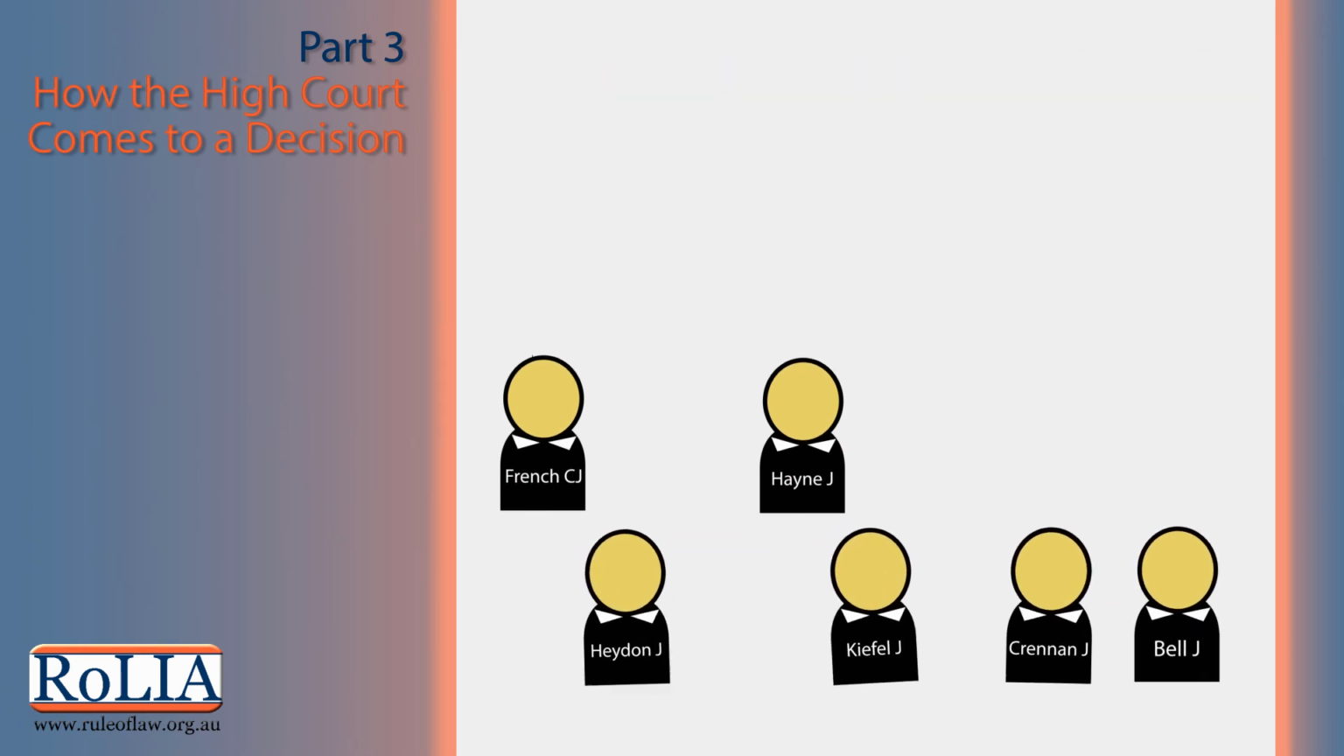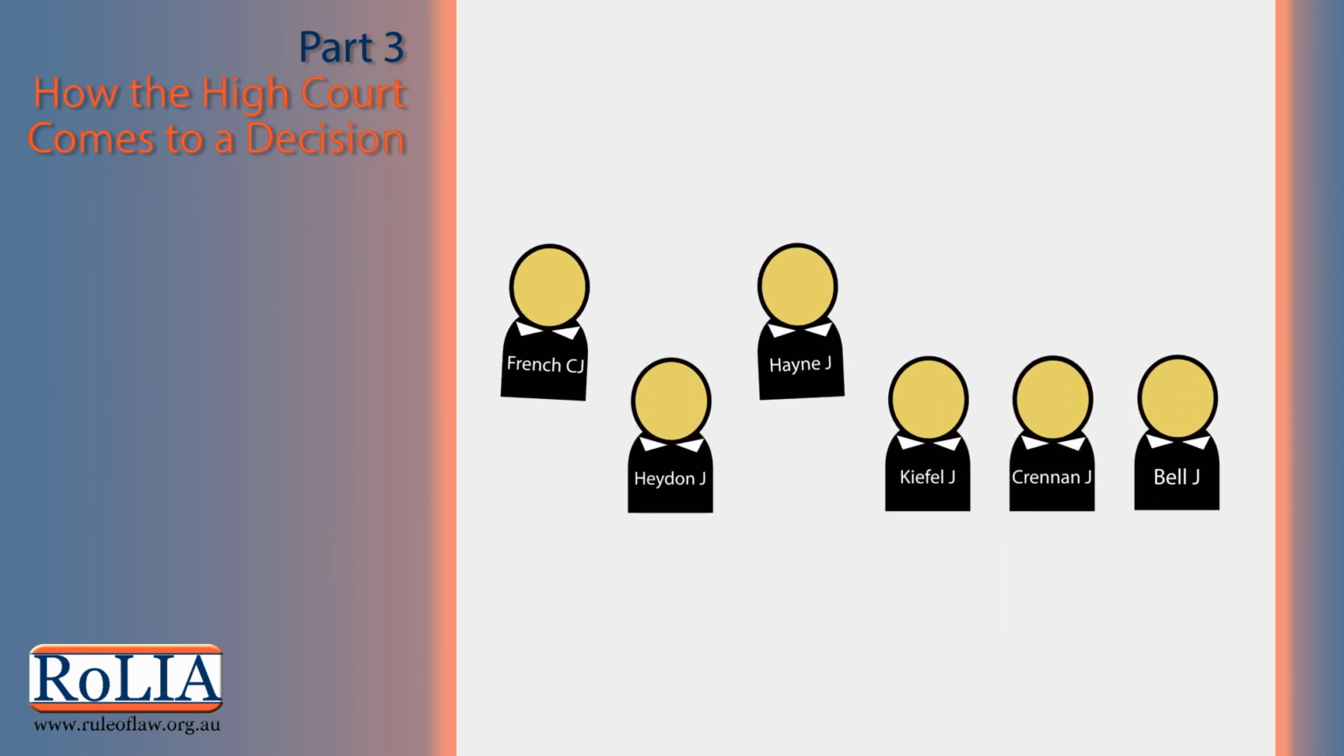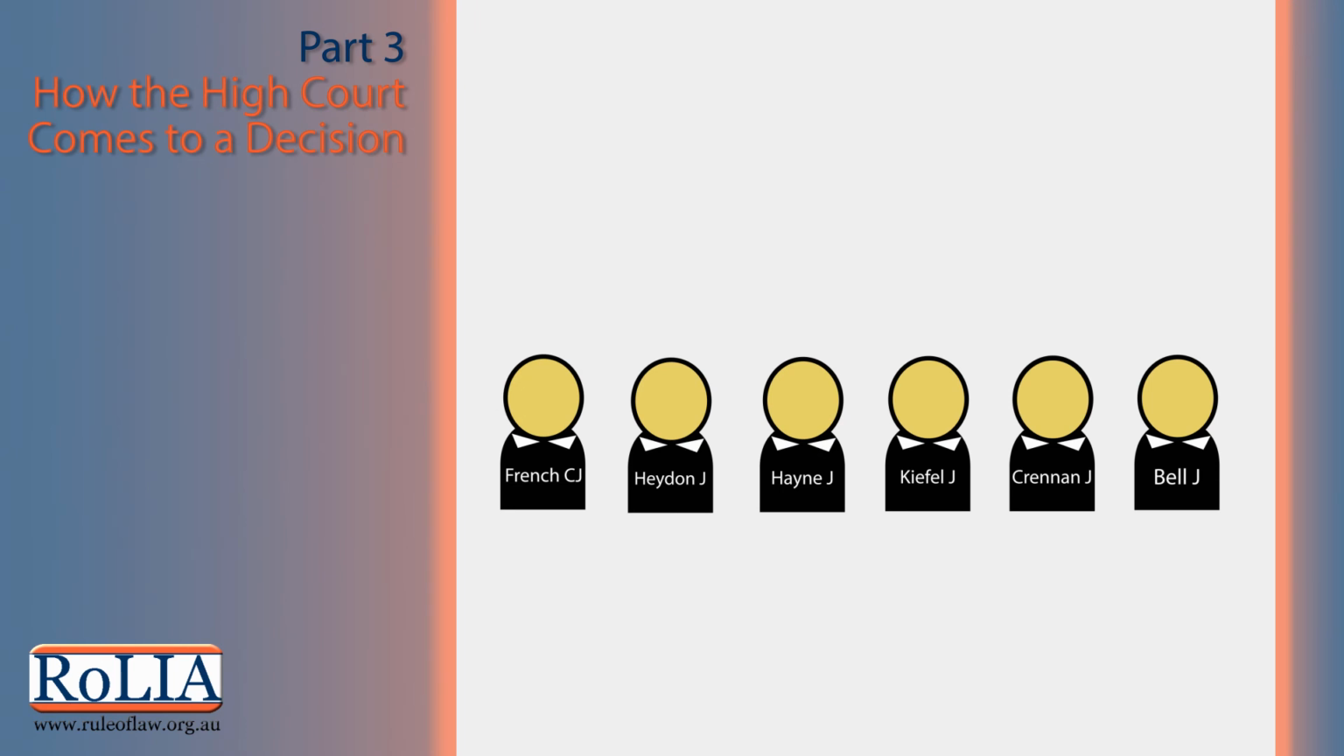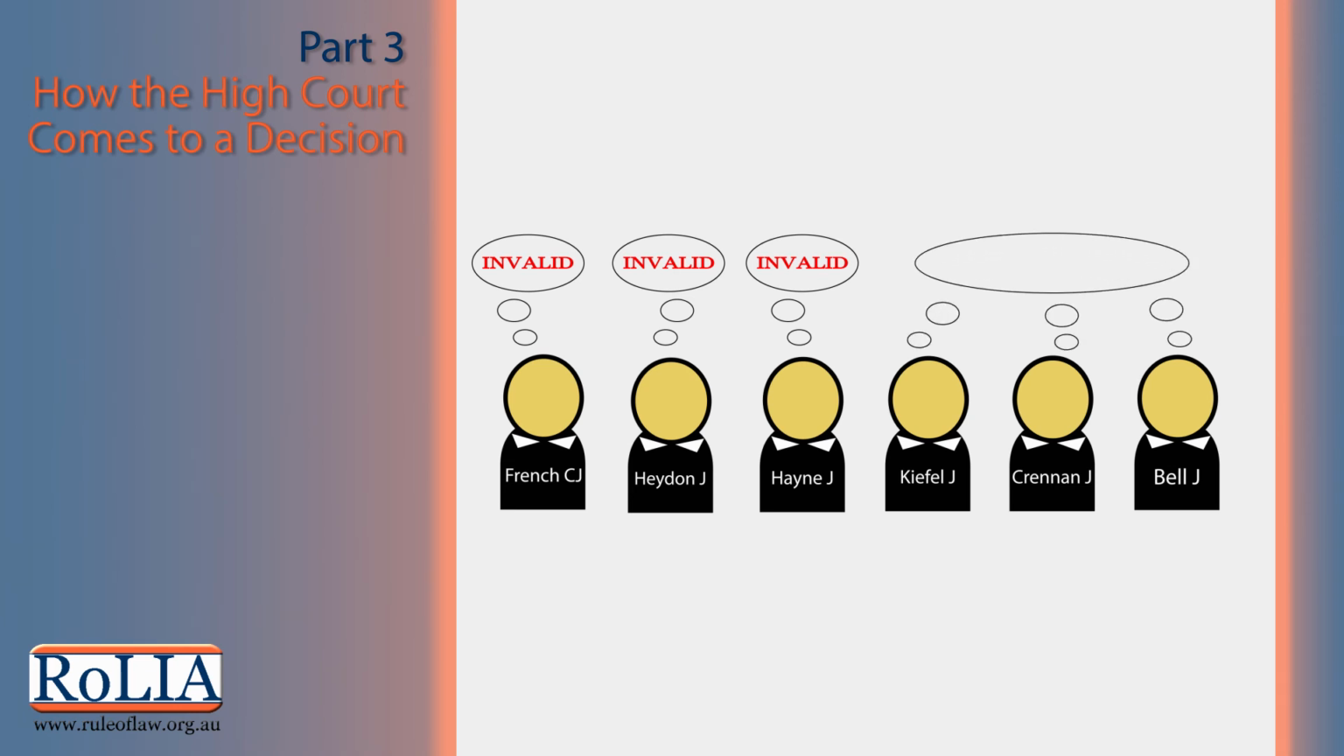Chief Justice French and Justices Hayne and Heydon delivered individual judgments in this case. They all agreed that the law was invalid and that it was not consistent with the freedom of political communication found in the Constitution. Justices Bell, Kiefel and Crennan wrote a joint judgment together and found that the law was valid and that it was consistent with the freedom of political communication in the Constitution.